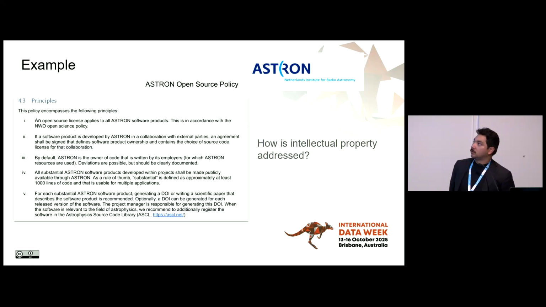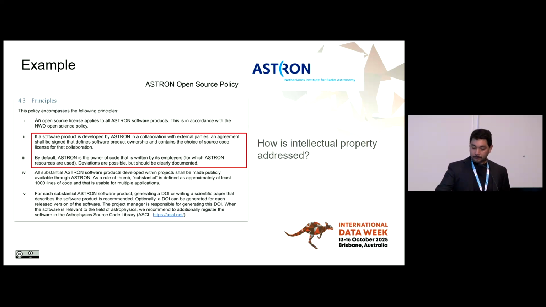And then you start to ask the category questions, right? Like the topics. So you ask the following: how is intellectual property addressed here? Right? How is in this institution intellectual property of research software governed? You can see that the policy states the following: if a software product is developed by Astron in collaboration with external parties, an agreement shall be signed that defines software product ownership and contains the choice of source code license for that collaboration, right? So very clear is the second statute of the principles, and also mentions that by default, Astron is the owner of the code that is written by its employees for which Astron resources are used. So within the context of employment, research software generated at the Astron Institute is owned by Astron. Deviations are possible, but should be clearly documented.